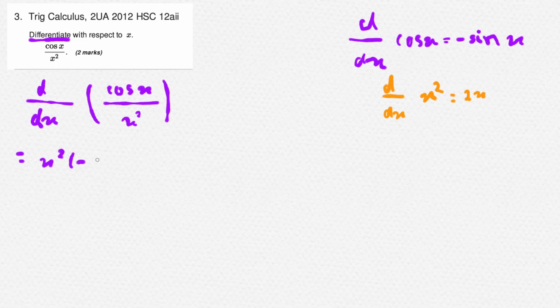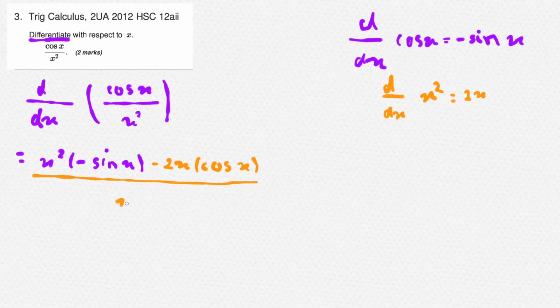So let's write down our working out. X squared times minus sine x, because we differentiate cos x first, minus cos x, and then times that by 2x, because we differentiate x squared. Now, whenever using the quotient rule, we always square the denominator. X squared and then squared again is simply x to the power of 4.